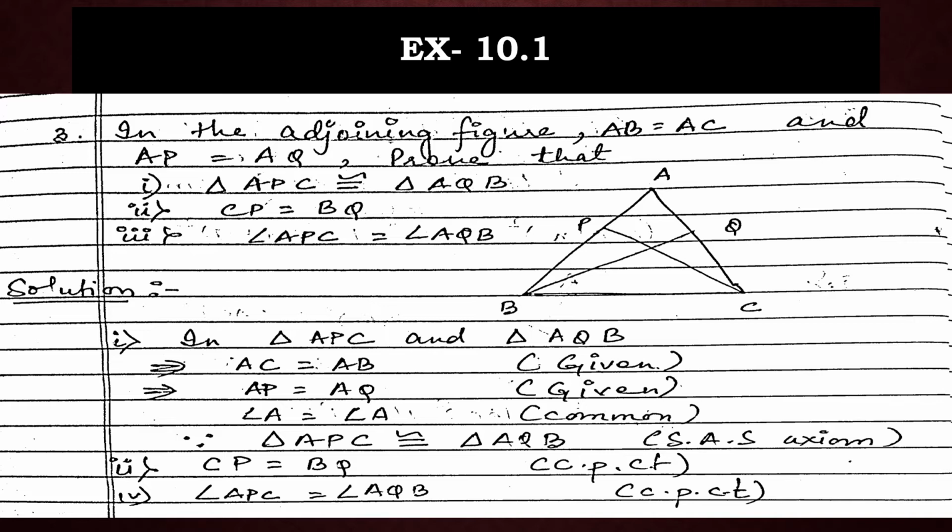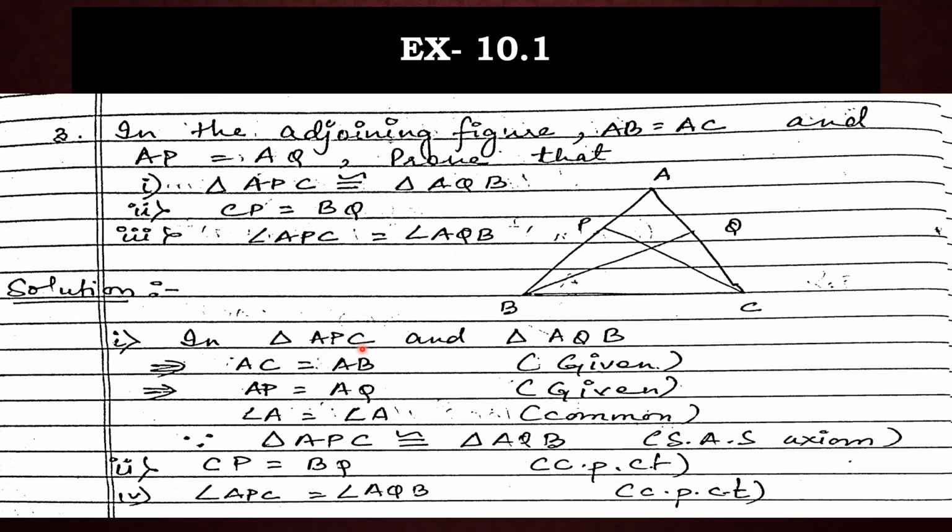First question is your number 3, that is, in the given figure, if AB is equal to AC and AP is equal to AQ, we need to prove that triangle APC is congruent to triangle AQB. Now, in the first case, let us check the different axioms, whether the sides are equal or whether the angles are equal, to prove that the triangles are congruent to each other.